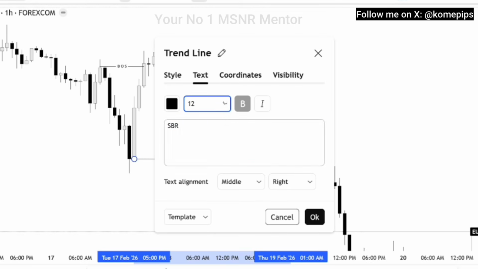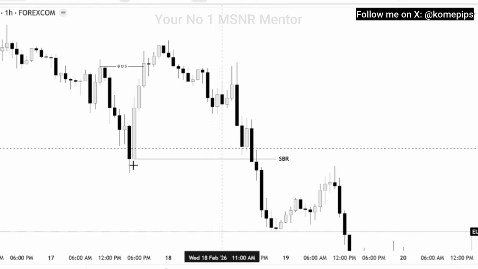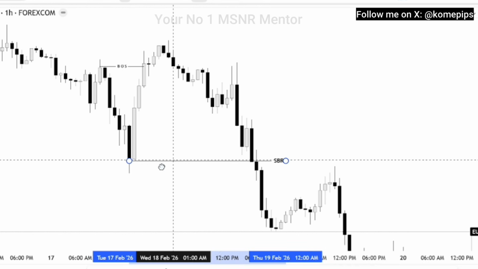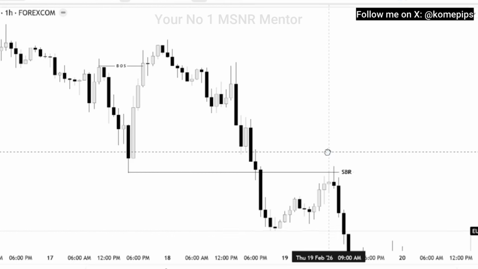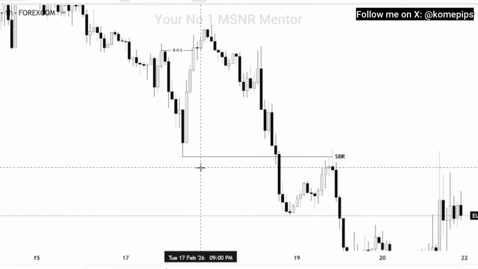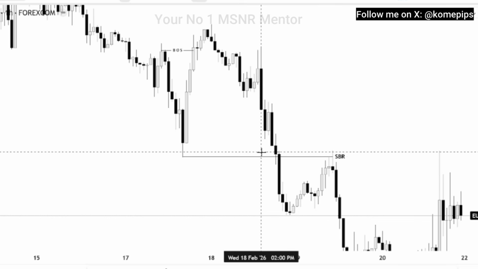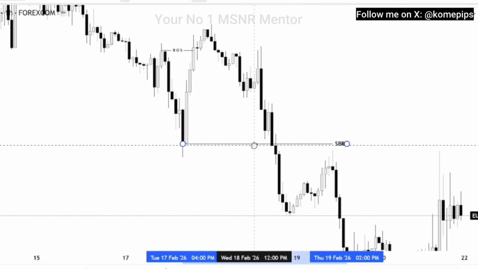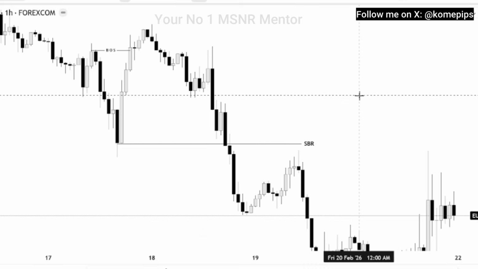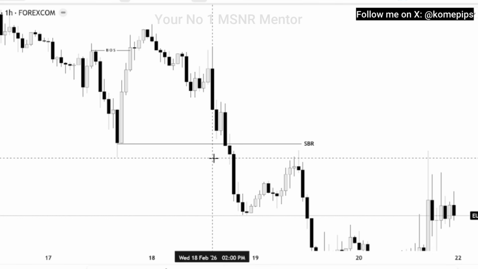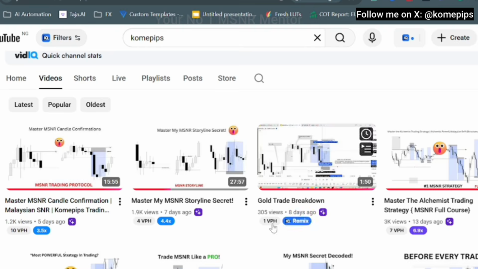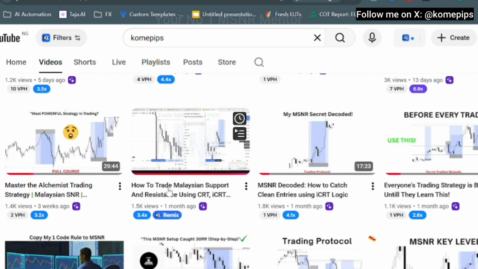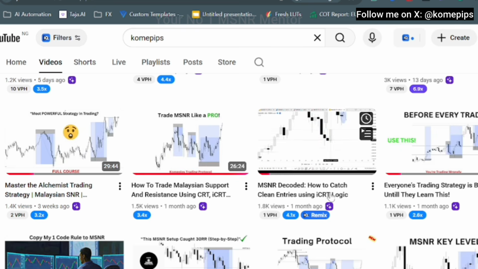Yeah, this is our SBR. Can we make that a little bit bolder? Now you might say, okay, why didn't I use this week? In MSNR we are not really using the week, except we're using the ICRT in line with the SBR and RBS. For those of you who don't know what ICRT is, it is inverse candle range. That's my concept, Komepips concept, and you can check this video as well.